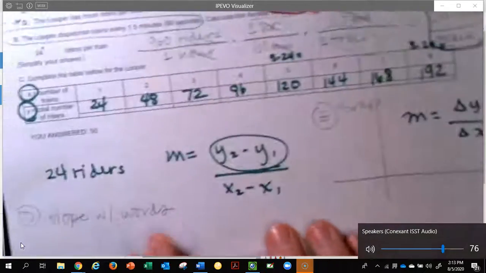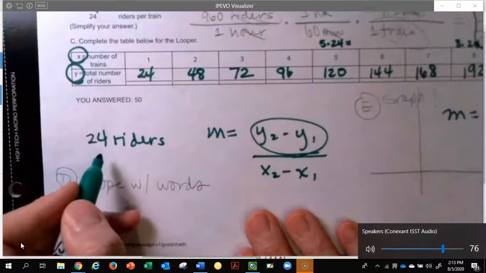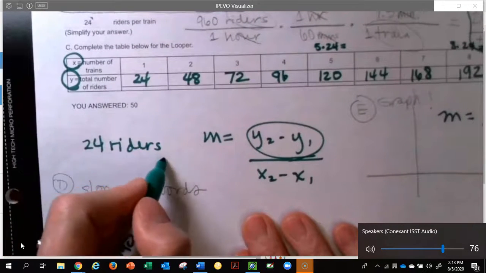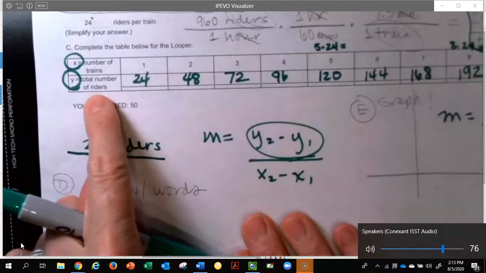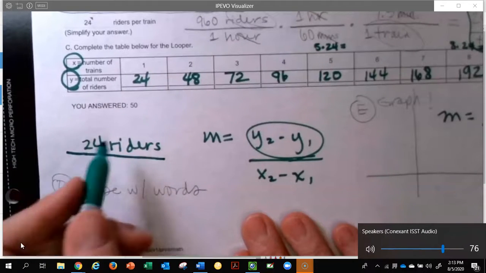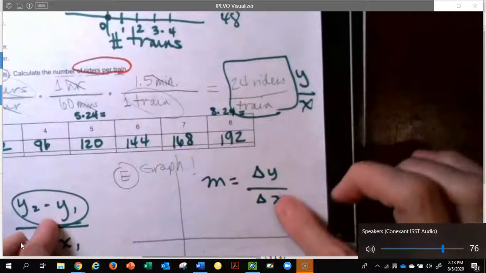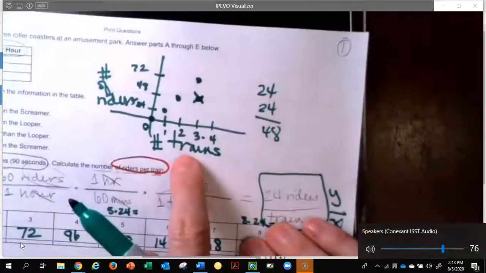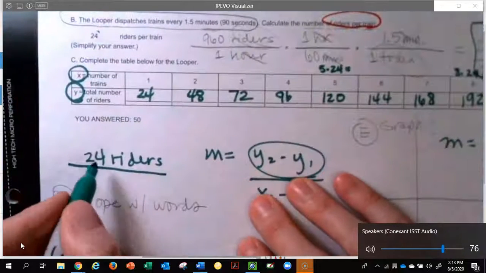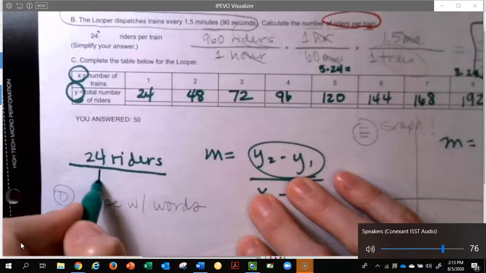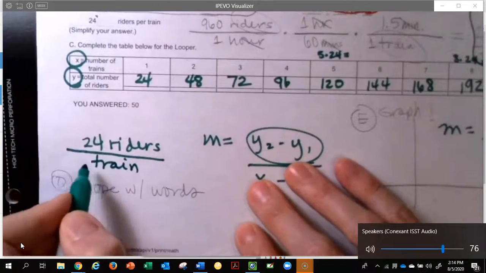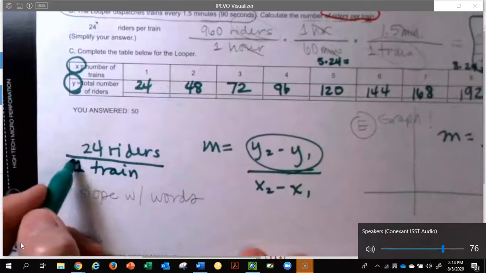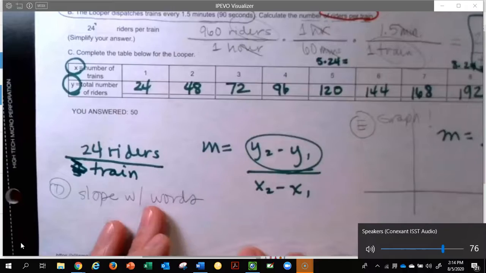And in our case, when you get to this question, it's going to ask you for a number, and then you've got a drop-down choice. You'll either put riders or trains in the numerator. Well, remember the y goes in the numerator, so it'll be 24 riders over, remember x goes in the denominator. And in this problem, our x, that's the number of trains, even on our graph, it's the number of trains. So it's 24 riders per train, or I even like to write per one train, but I don't think you have a drop down for a number there. So you'll just have to put 24 riders per train.